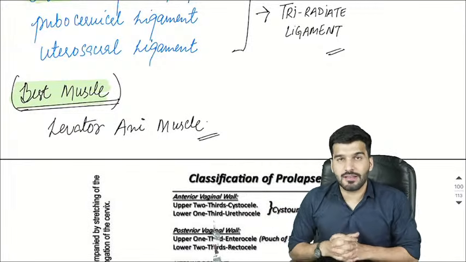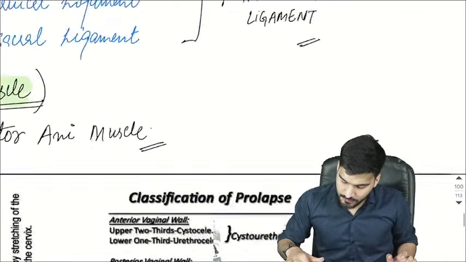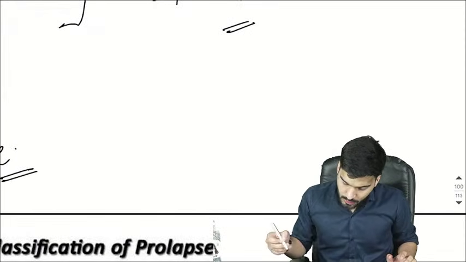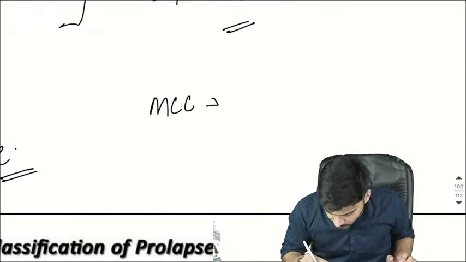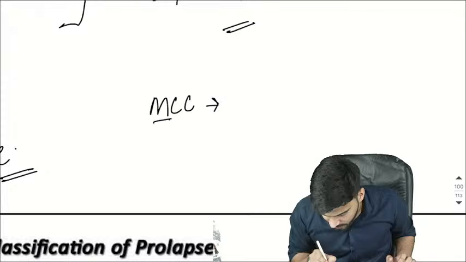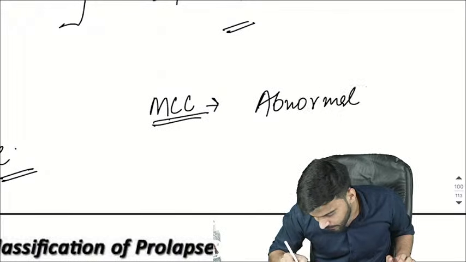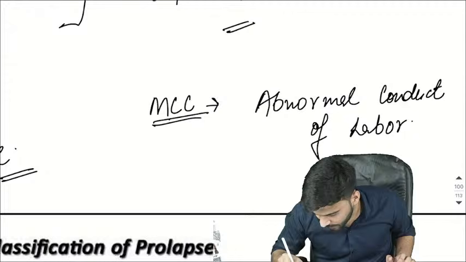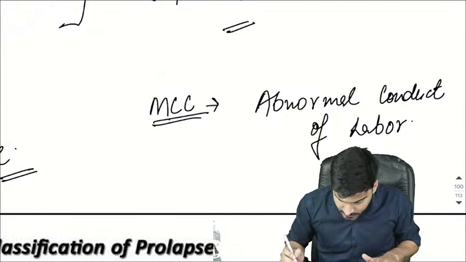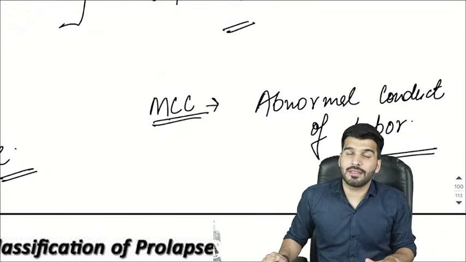Now the question that comes is, what will be the features of these patients? First of all, what can be the most common cause for prolapse? The most common cause for prolapse is going to be abnormal conduct of labor. Now, what can be the other causes?